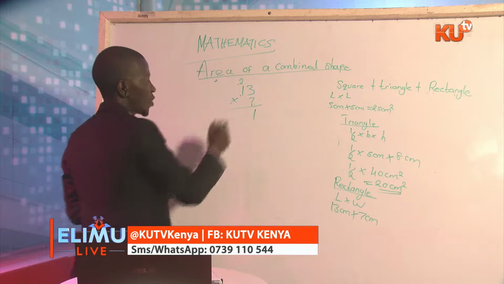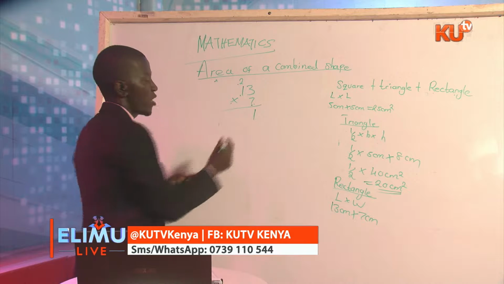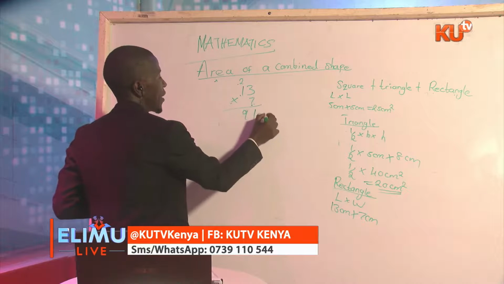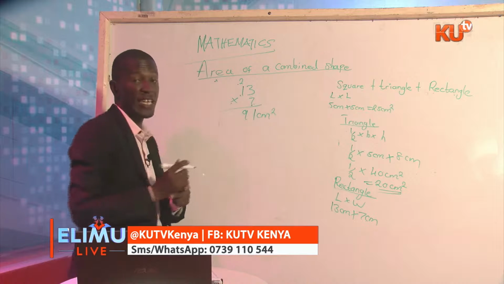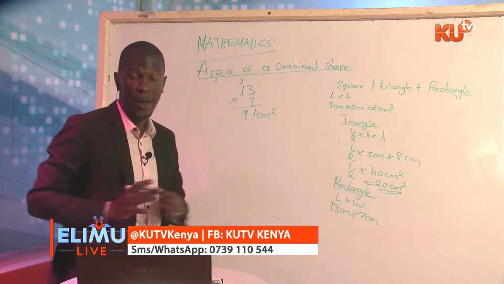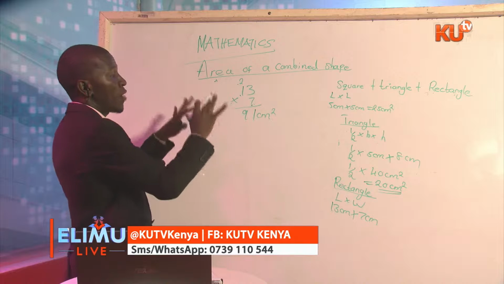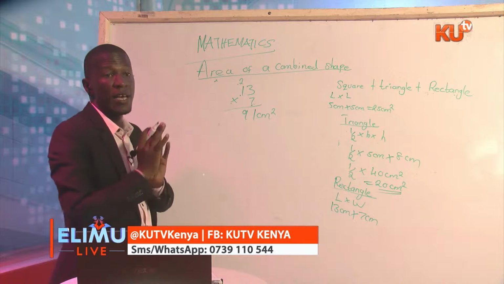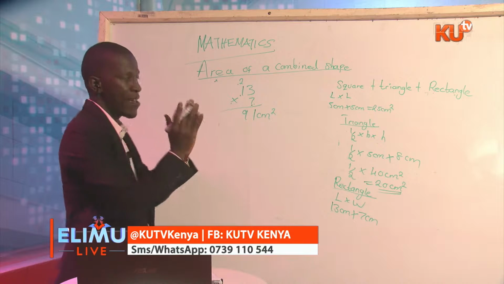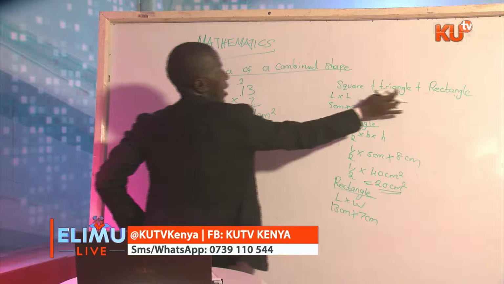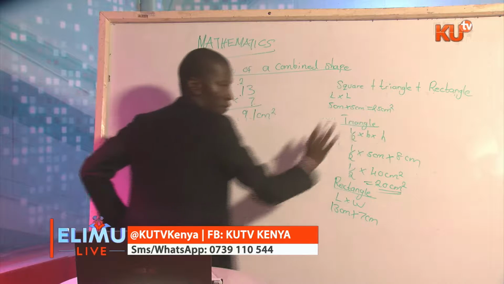So 7 times 13 gives me 91. So the area of the rectangle is 91 centimeters squared. Once I found out those areas, I'm going now to add them as per our instruction here of the formula.